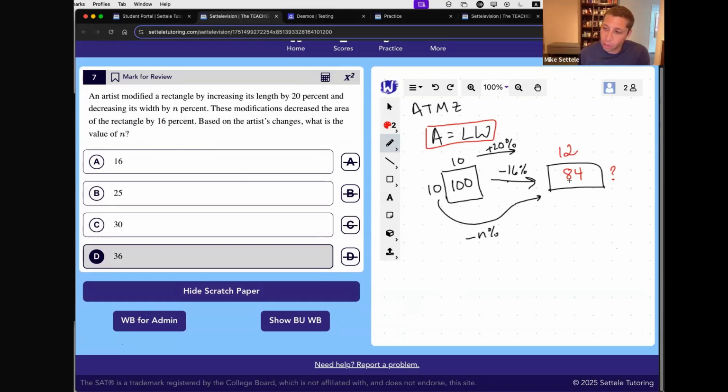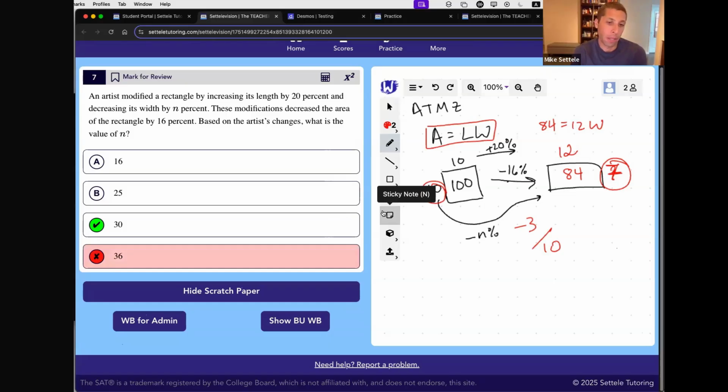But instead, all you got to do is say, all right, if the area is equal to the length times the width, and we have the length is 12 in this new situation, do some division, and we get that the width is 7. So how do we get from 10 to 7? What kind of percent is that? Well, that's a difference of 3, right? And 3 out of 10 is 30%. So choice C is the answer.